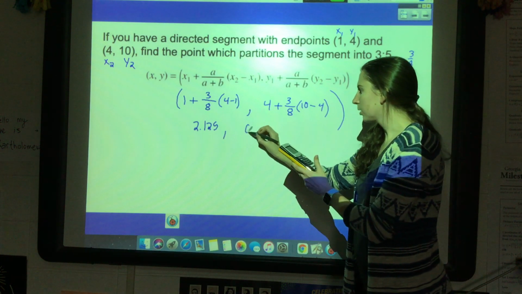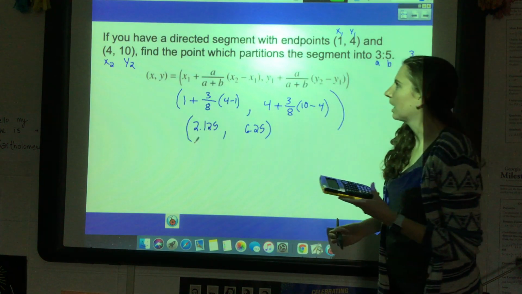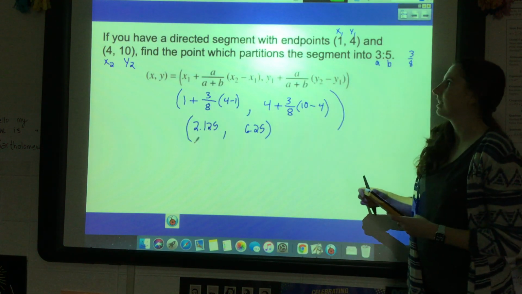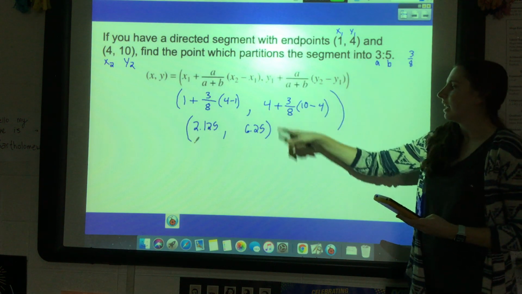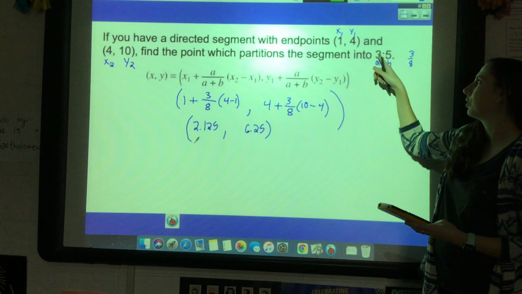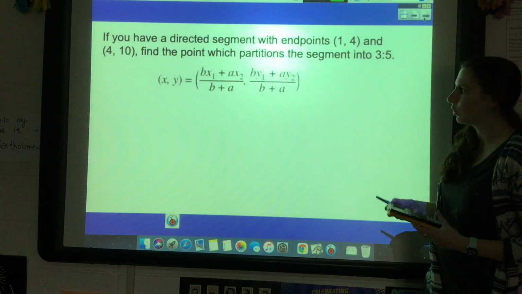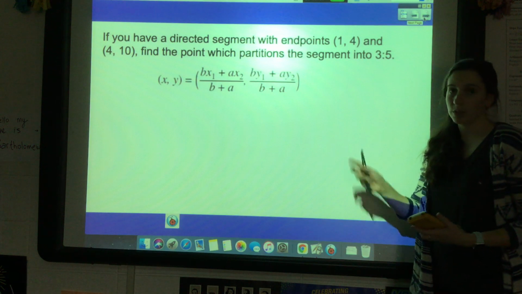And I got 6.25. So this is a point that would partition the segment from this point to that point. This would be exactly 3/8 of the way, so in a ratio of 3:5. If you want to use the other formula, that's fine. You do it the exact same way.